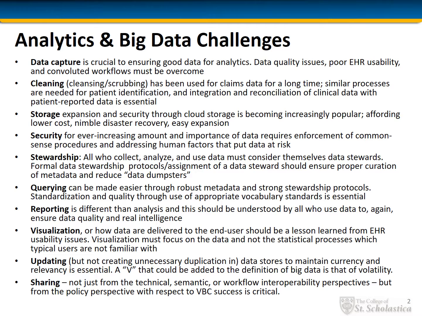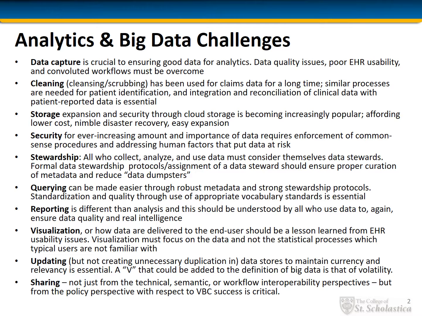Storage, expansion, and security through cloud storage is becoming increasingly popular. Cloud affords lower cost, nimble disaster recovery, and easy expansion. We are well on our way to using the cloud for this purpose in healthcare, yet there are still some who do not trust it fully.